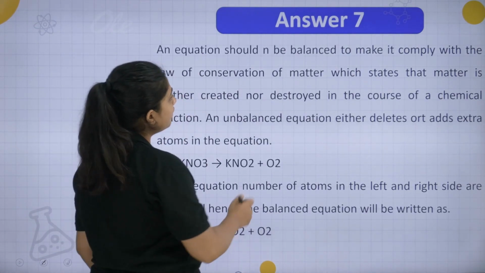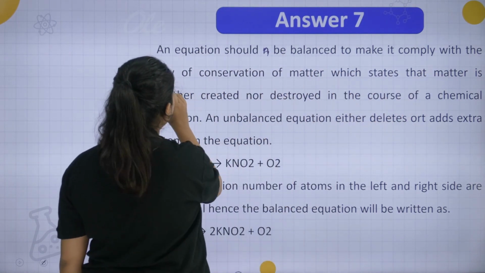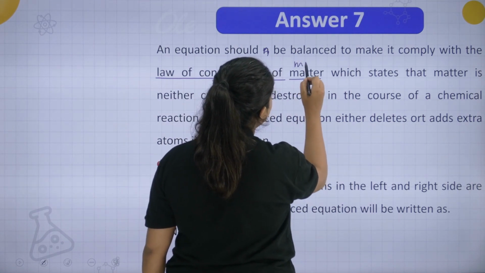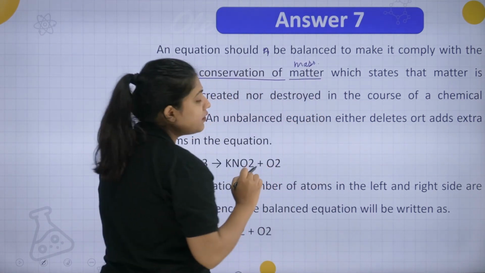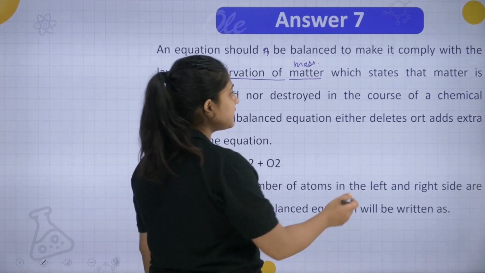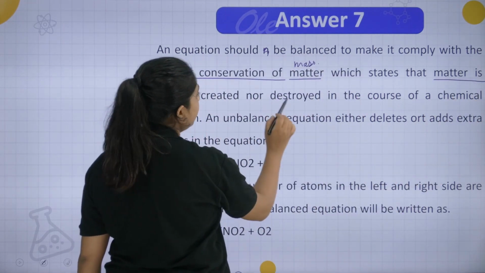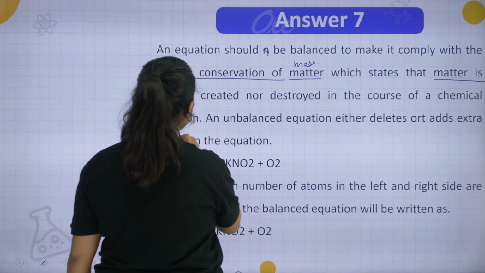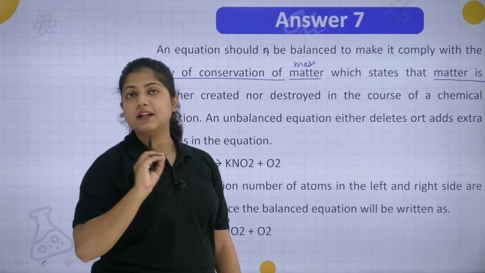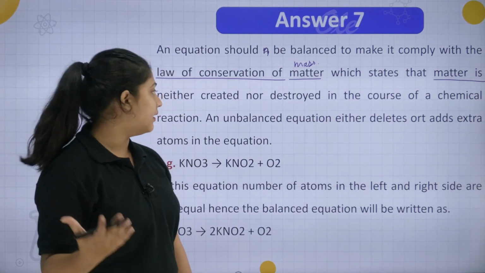An equation should be balanced to make it comply with the law of conservation of matter, or you can also say mass. What is the law of conservation of mass? It states that matter is neither created nor destroyed in the course of a chemical reaction. That means no atom, no type of matter can be created or destroyed in a given reaction.